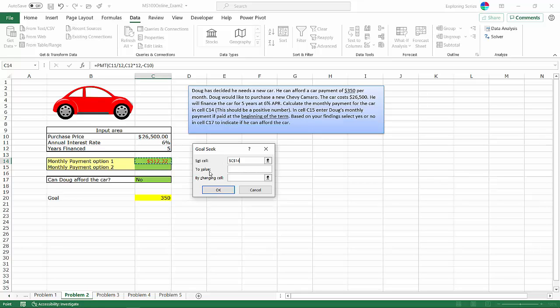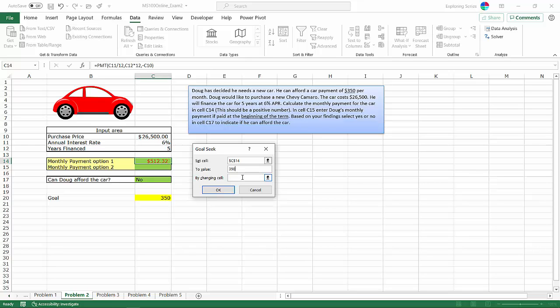So the next thing you've got when working with goal seek is the to value box right here. So this box is where you put your numerical value that you actually want, right? So what is my goal? What do I want? I want a car payment that is $350. That is it.